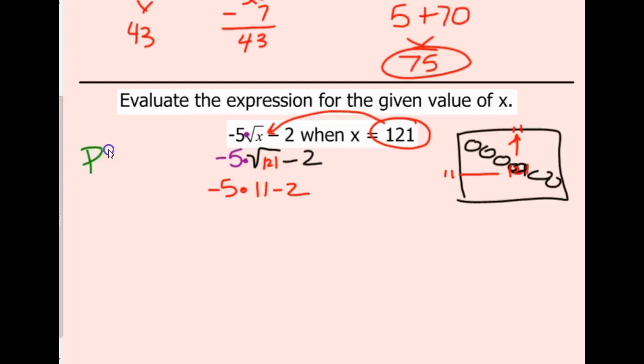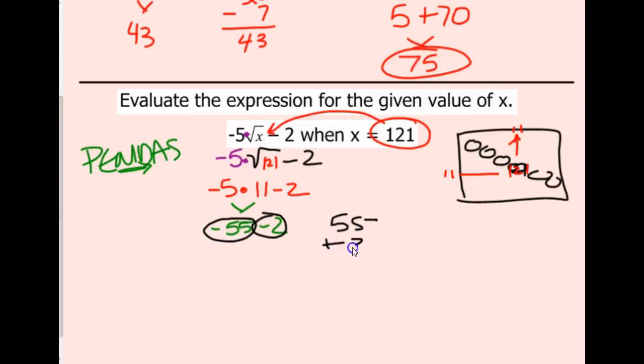So order of operations still. Multiplication and division first here. 5 times 11 is 55, but they don't get along, negative, positive, so they're grumpy still. And then -2, well, negative and another negative, same sign, add and keep. So 55 plus 2 is just going to be 57. However, keep the negative sign because they're all negatives.